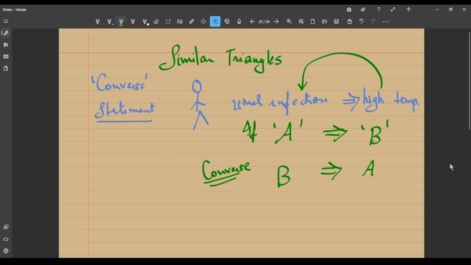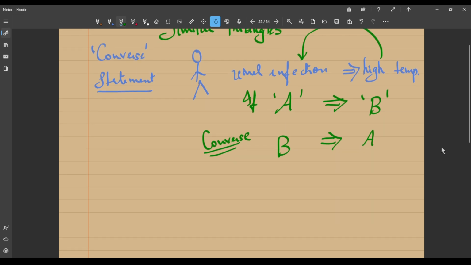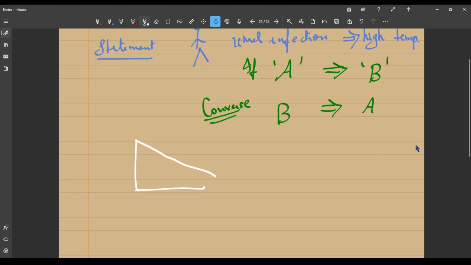So, knowing what converse is, let's proceed to this theorem which we learnt in our second video. I'll just recap it a little. Consider any triangle, sorry, this is not coming out well, yeah.